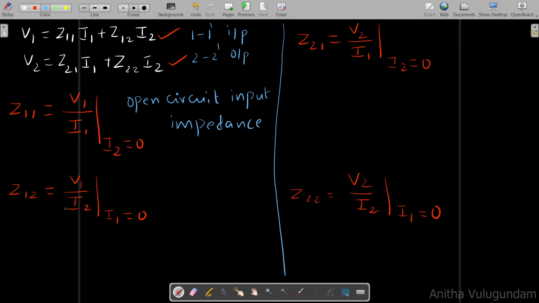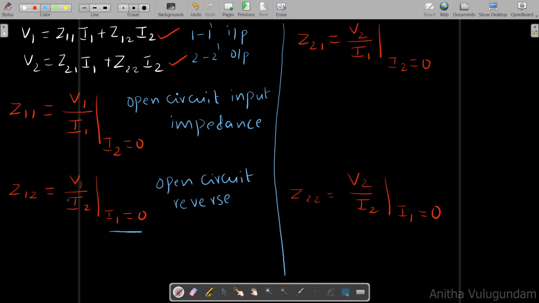Next, Z12. Again I look at this condition. This condition is I2 equal to 0, so I'll just write it as open circuit. If you see the condition as V equal to 0, you write it as short circuit, which we will encounter when we discuss Y parameters. I2 equal to 0, open circuit. Then look for the ratio, whether it is 1 to 2 or 2 to 1. So it is the ratio of input port to output port. When you see the ratio of input port to output port, you write reverse.